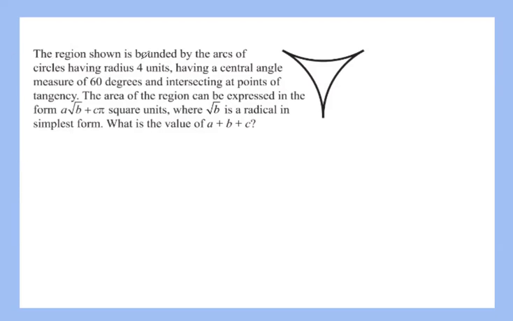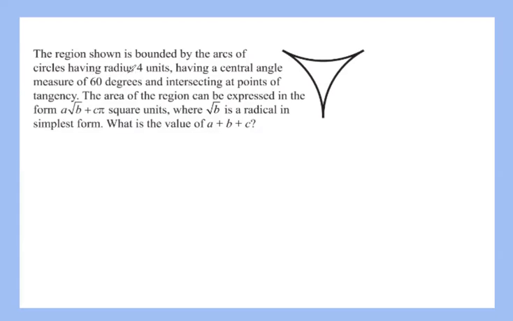The region shown is bounded by the arcs of circles having a radius of 4, each with a central angle measure of 60 degrees, and intersecting at points of tangency. The area of the region can be expressed in this form, and we'd like to find some of these constants. Just to make sure you understand the question, let's look at what we are actually told.